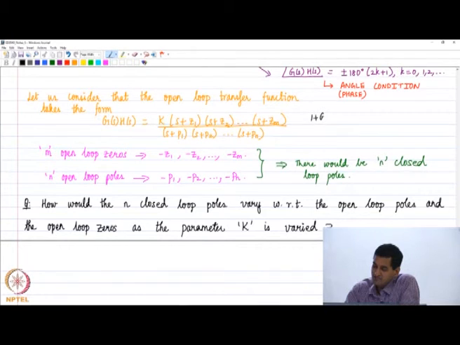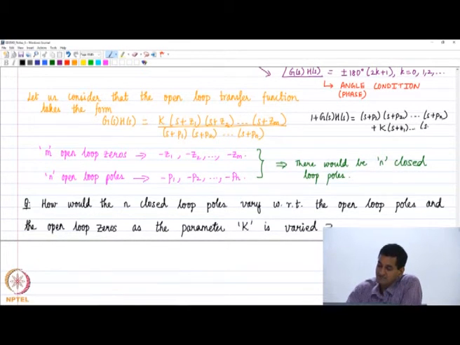So what will be 1 plus g of s h of s here? It will be 1 plus this, so I'll have s plus p1. The denominator remains the same, but we are evaluating for the numerator. So the closed loop characteristic equation will be this. Of course, you will have it divided by s plus p1 times s plus pn, that you anyway take to the other side, and it will become 0. So essentially if you solve this, you are solving this.